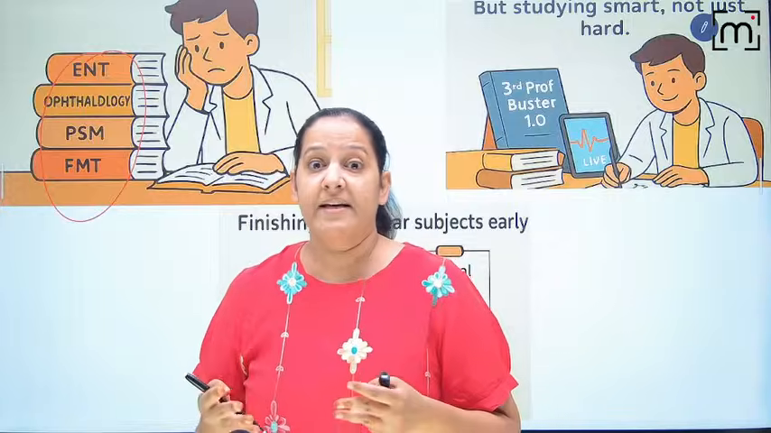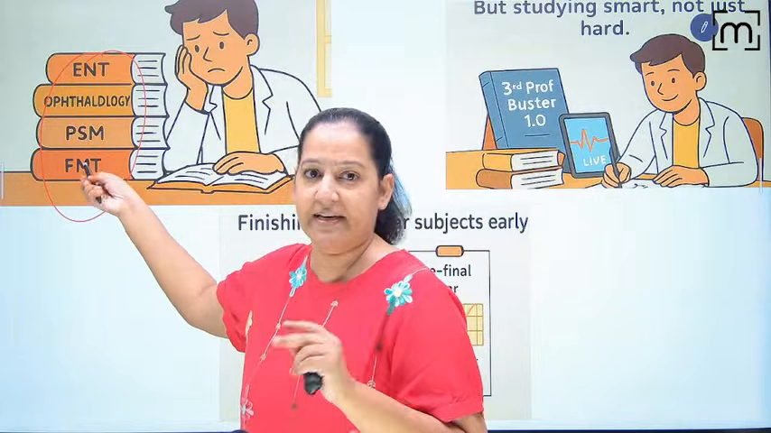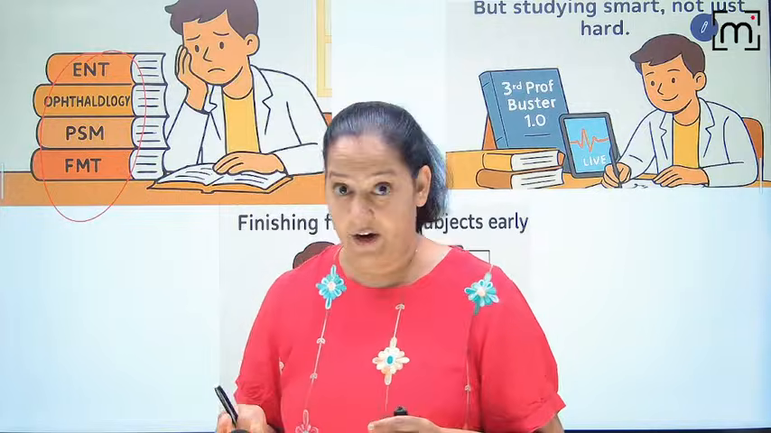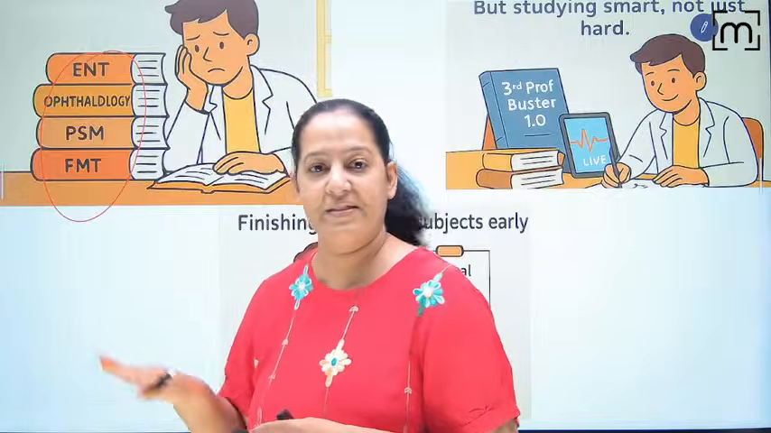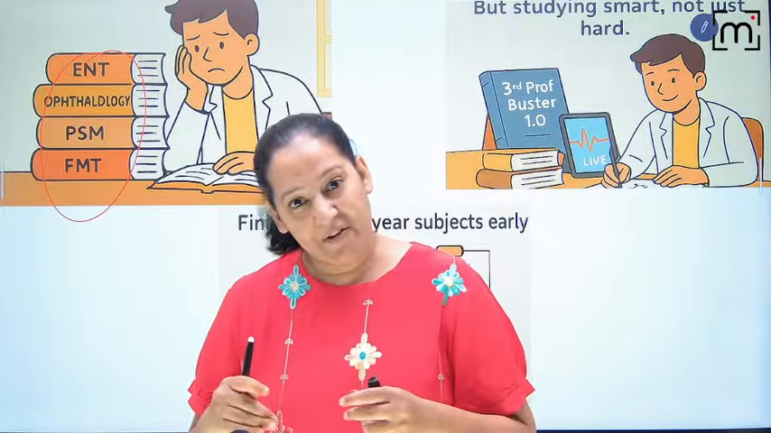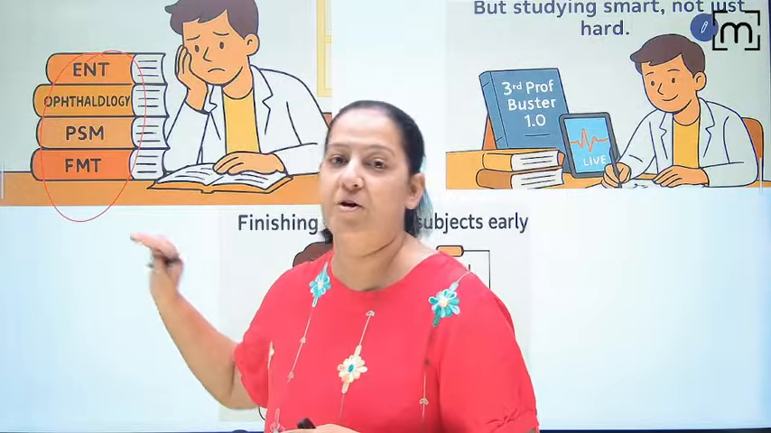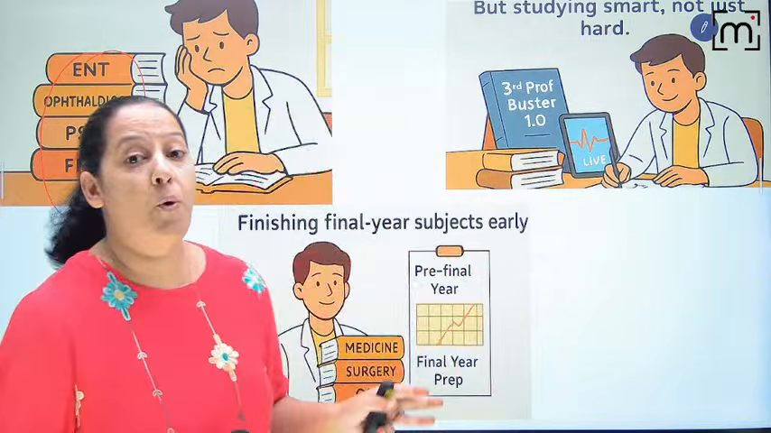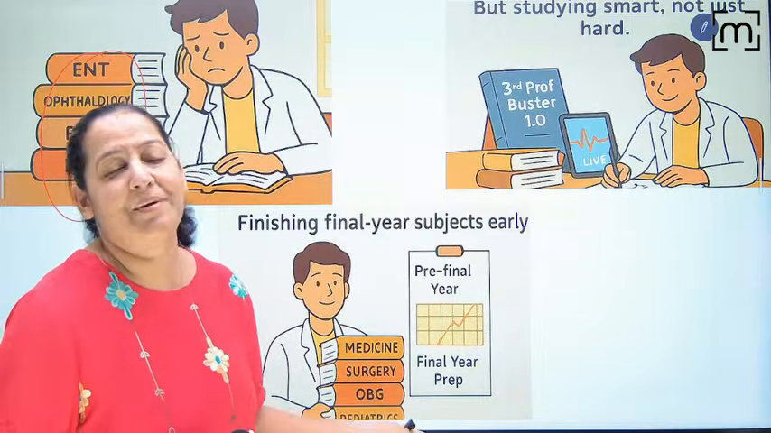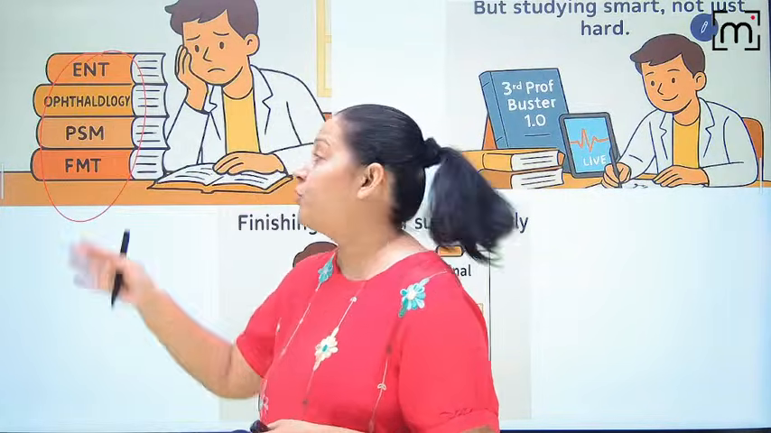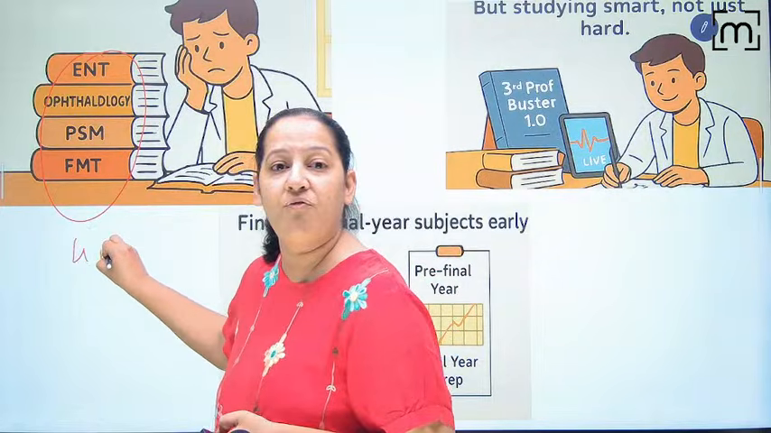Now many students are saying that in third Prof we have only 2 subjects, that is PSM, community medicine, and forensic medicine. ENT and ophthalmology are not there in the third Prof. It is shifted to the fourth Prof in many universities, but in some universities it is included in third Prof itself. So my advice for all of you, whether it is in third Prof or final Prof, you should finish it in the third Prof itself, because in the final Prof you already have a bulk of 9 to 10 subjects and you have less time in the final year. So it's better to complete these 4 subjects along with MedLife in just a span of 4 months.